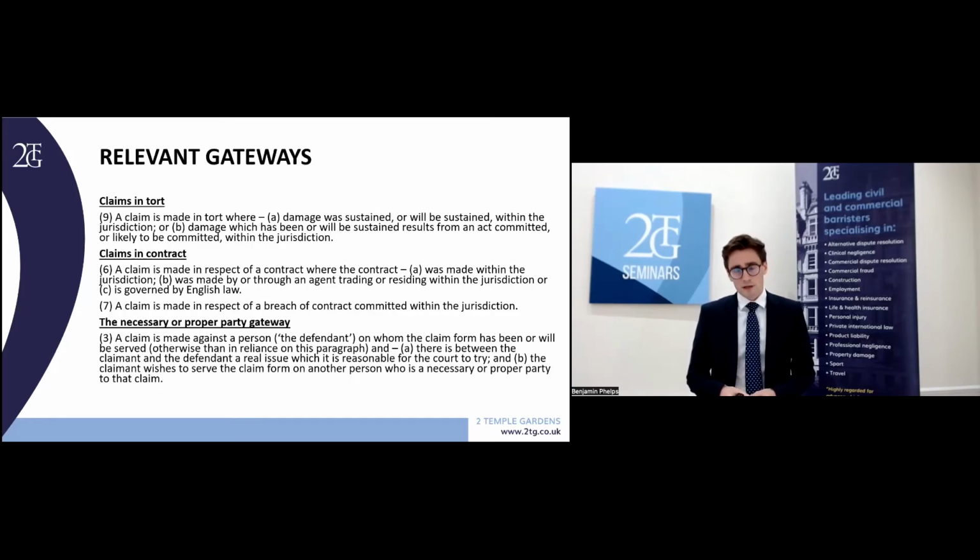Some relevant gateways for employment and business disputes are the gateway in respect of claims in tort, which looks to where damage was sustained or will be sustained. The gateways in respect of contract claims, which look to where the contract was made, whether or not the contract is governed by English law, and whether or not any breach of contract took place within the jurisdiction. And the necessary or proper party gateway, which is a mechanism by which one can add additional defendants to a claim proceeding against an anchor defendant, where one has established jurisdiction in respect of the anchor defendant other than in reliance on the necessary or proper party gateway.